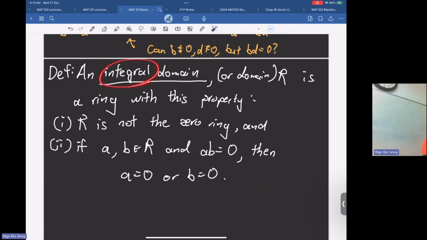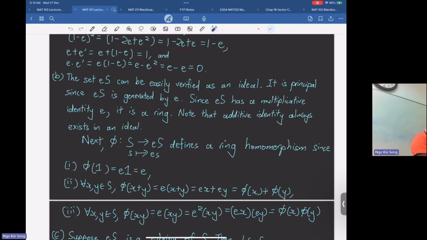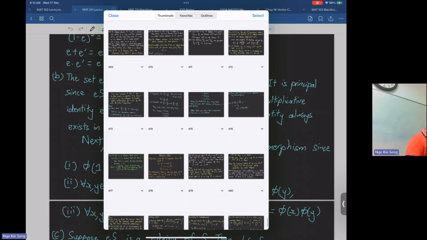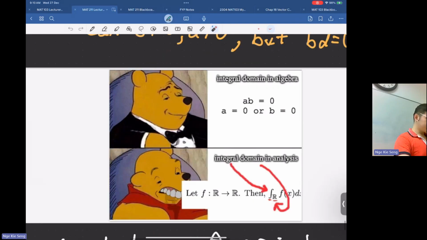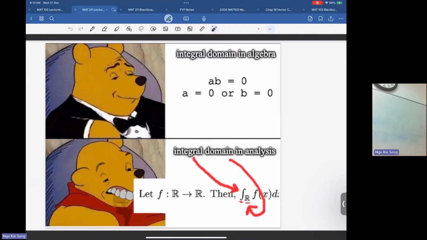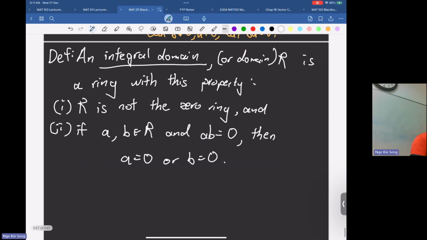So this integral domain has nothing to do with the calculus integral. This integral refers to the integer. Sometimes you see integral in math, sometimes it refers to integer, sometimes to integration. Last semester I taught you this, so this semester I teach you the other one, integral domain. AB equals 0 means A equals 0 or B equals 0. So we have seen integral domains before.